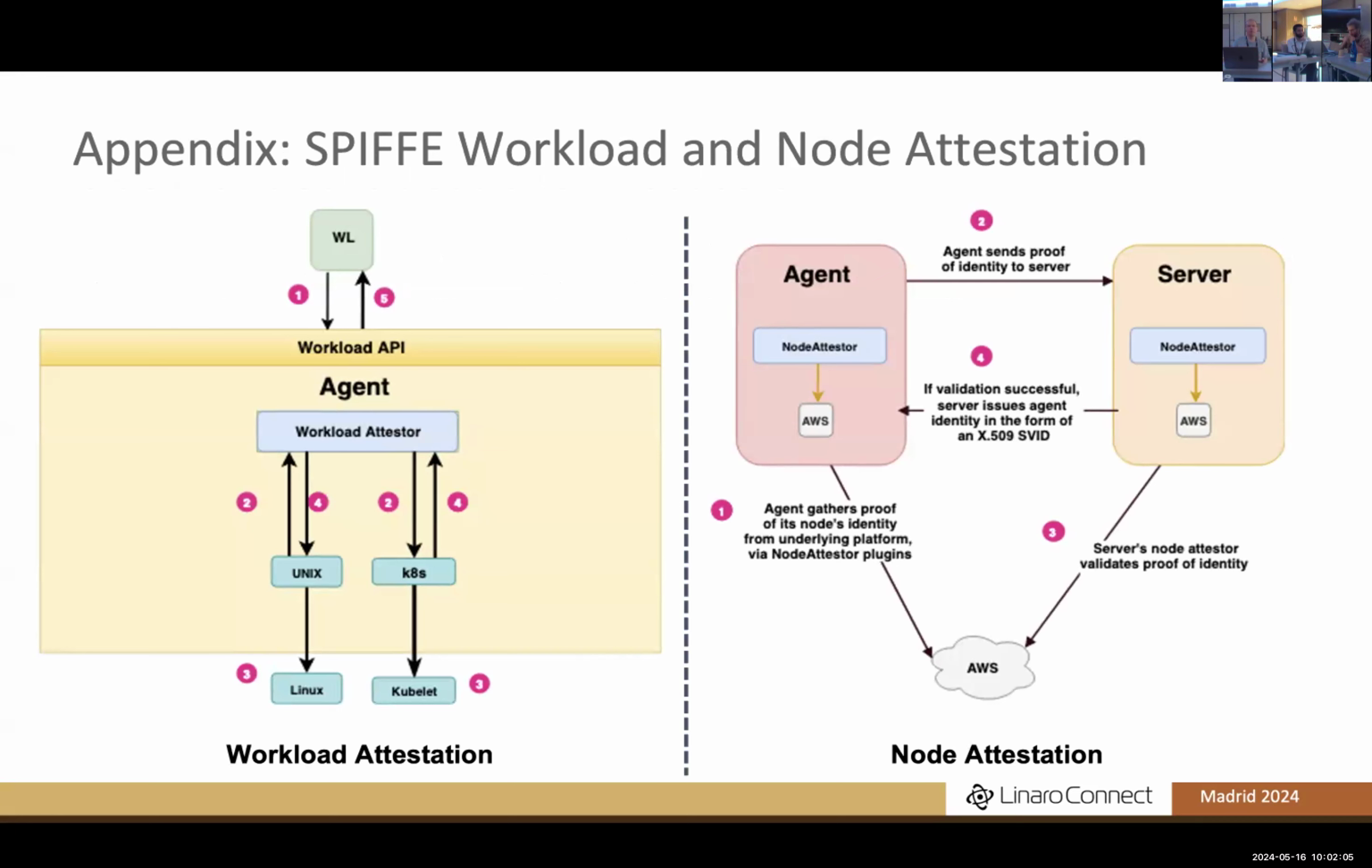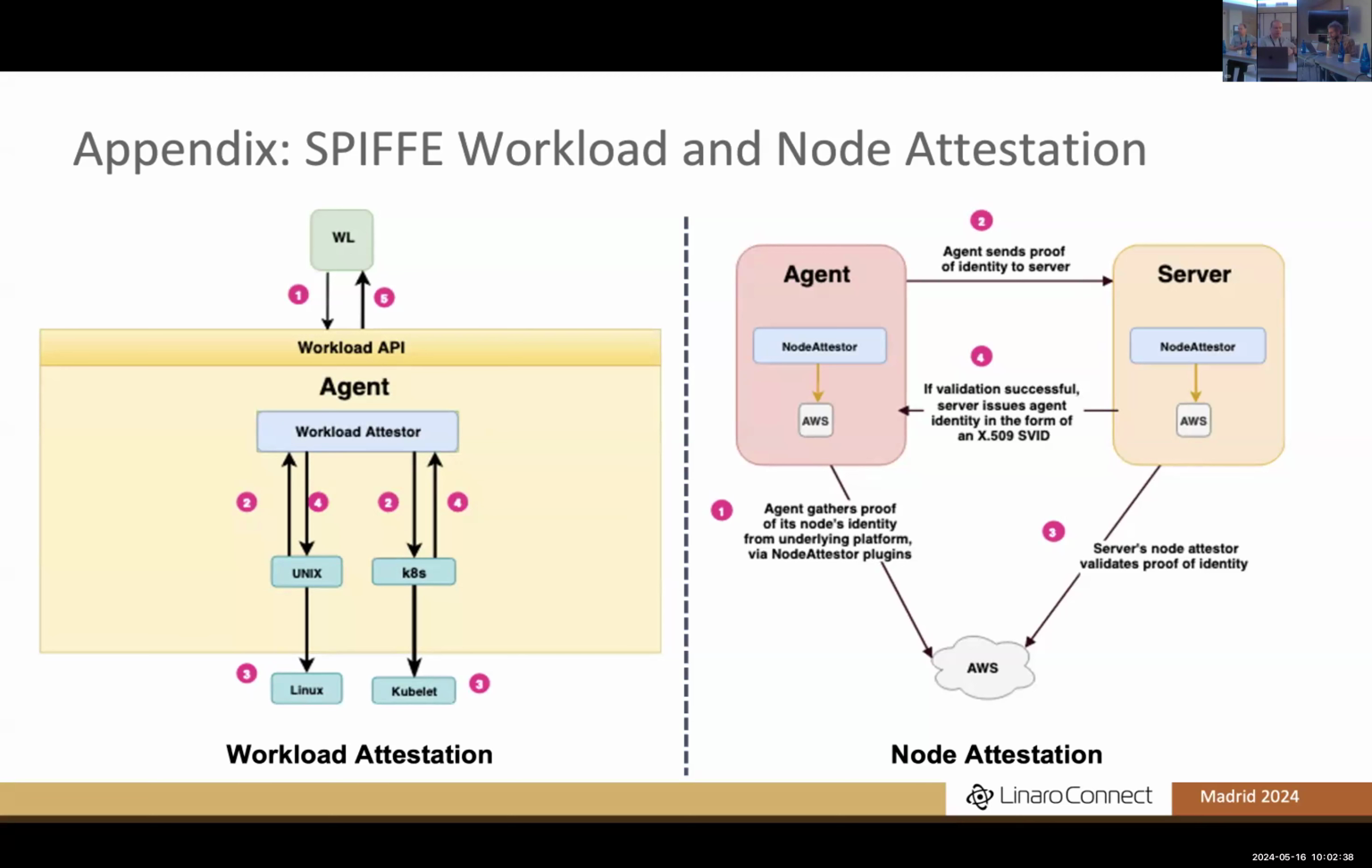SPIFFE and Spire, for those who don't know. SPIFFE is short for the Secure Production Identity Framework for Everyone, I think. SPIFFE is a specification, and it is a way of assigning identities to workloads. And Spire is a production grade implementation of the SPIFFE spec, essentially.